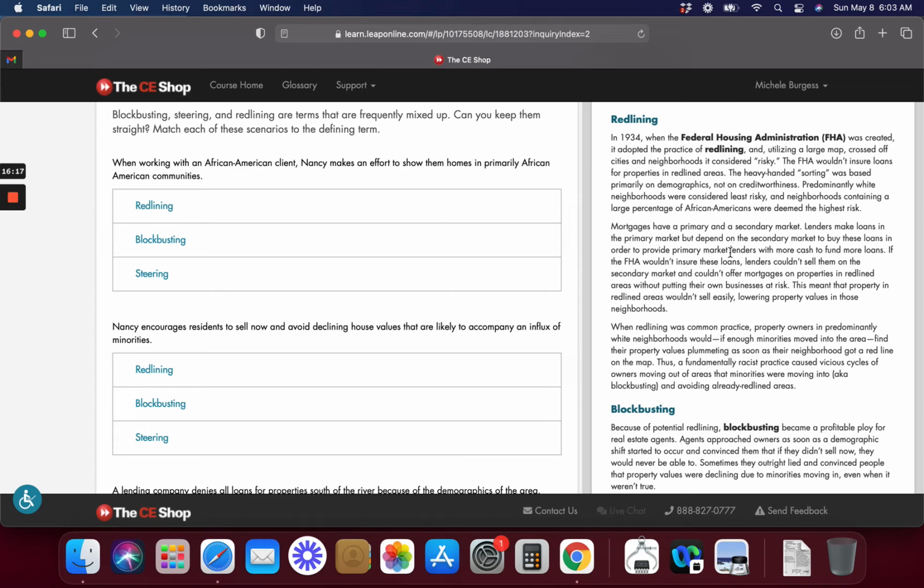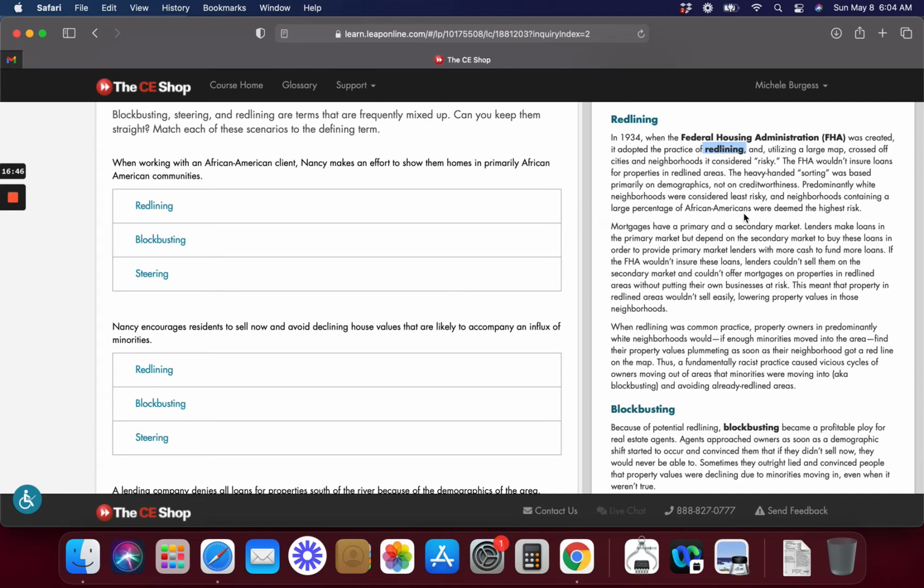Okay, so redlining. I remember I was just talking about this. Redlining is utilizing a large map, crossing off the neighbors and neighborhoods and cities you consider risky. Now, risky could be crime, violence, could be certain racial types, demographics. So that you have to be careful of.